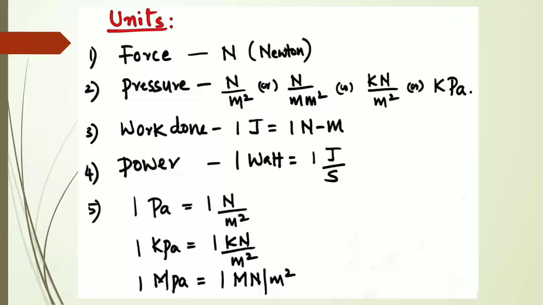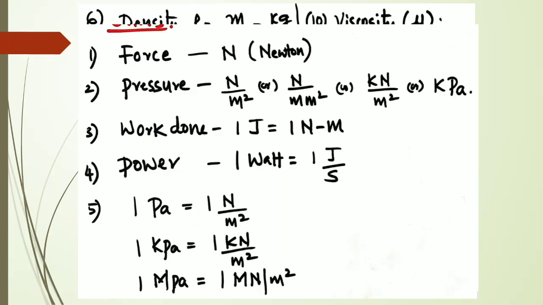Fine. So what are the units? Force is in newtons, pressure is newton per meter square, work done: 1 joule can be written as 1 newton meter. Understand this? Fine. Power: 1 watt is equal to 1 joule per second, or 1 kilowatt is equal to 1 kilojoule per second. Then 1 Pascal is equal to 1 Newton per meter square, 1 kilopascal is equal to 1 kilonewton per meter square, 1 megapascal is equal to 1 meganewton per meter square.